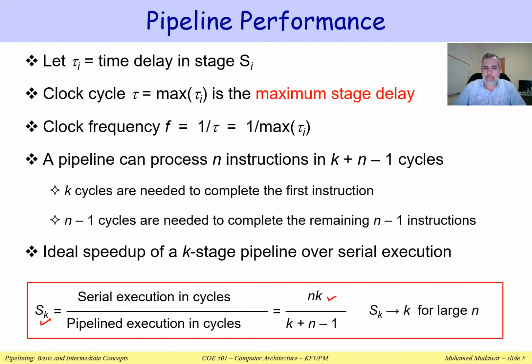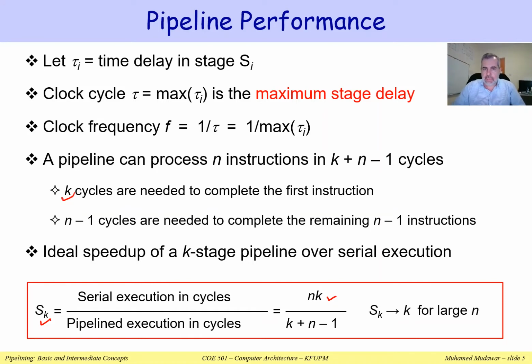Now, how about the pipeline execution time in clock cycles? Well, again, we are executing the same n instructions over a k-stage pipeline. Initially, the first instruction has to go through the k stages of the pipeline, so it's going to take k clock cycles. So k clock cycles here for the first instruction.